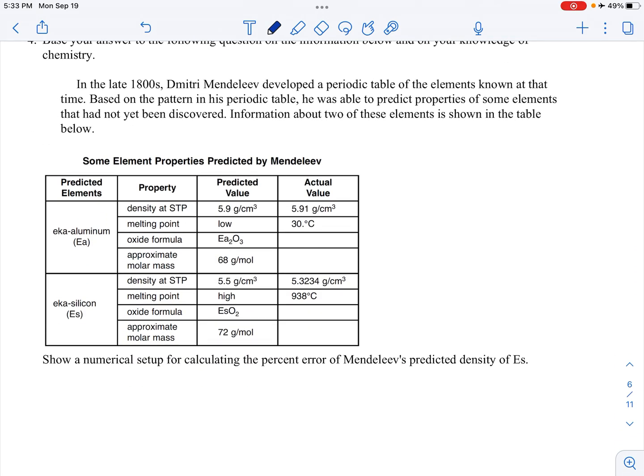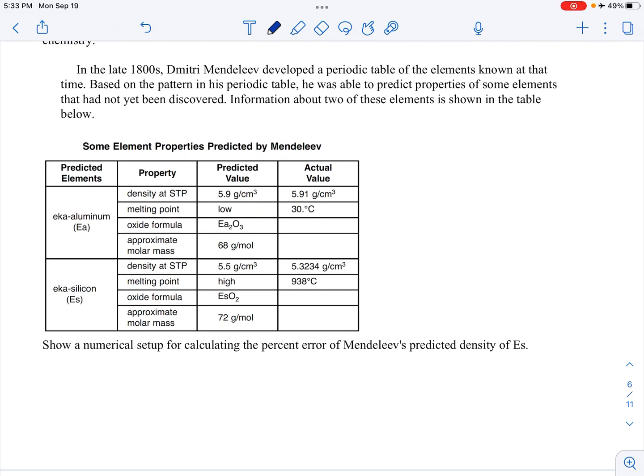There's a story about Dmitri Mendeleev, which you obviously should read. It says, show a numerical setup for calculating the percent error of Mendeleev's predicted density of ES. So the predicted density is 5.5 grams per cubic centimeter. The actual value is 5.324. So numerical setup means you just put numbers in the formula but don't solve it.